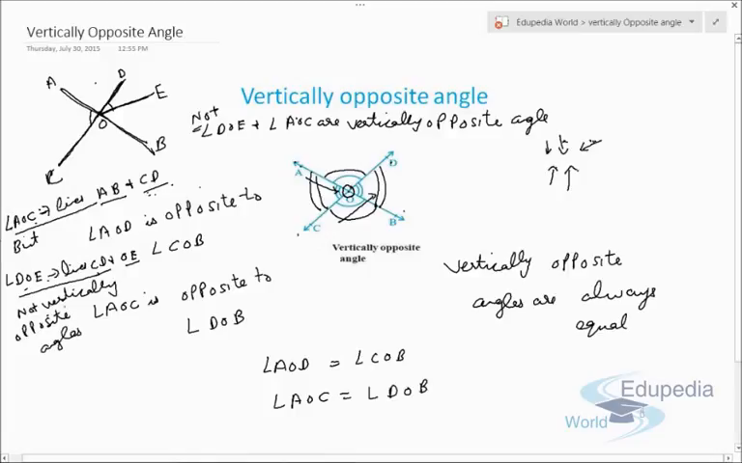So this is all about the types of angles, lines, and some of the basic concepts and types of angles, like adjacent angle, vertically opposite angle, and linear pair of angles.